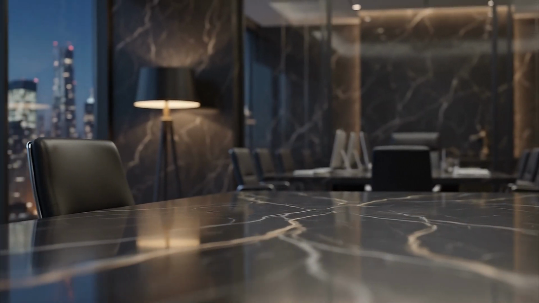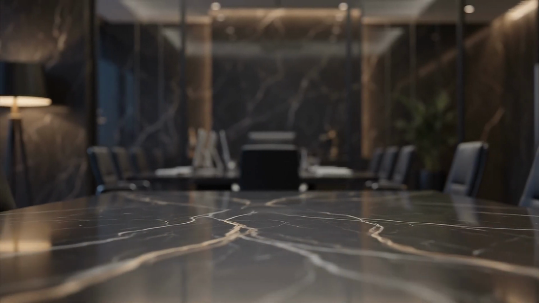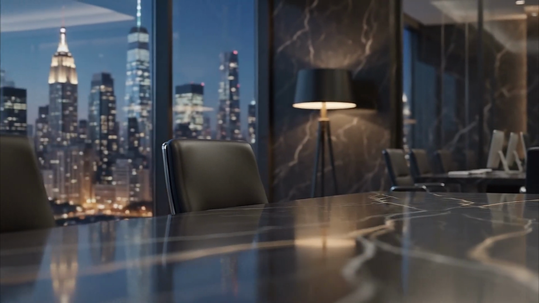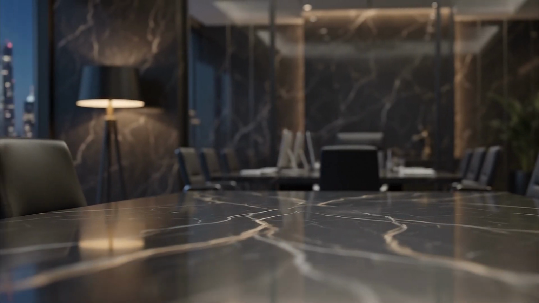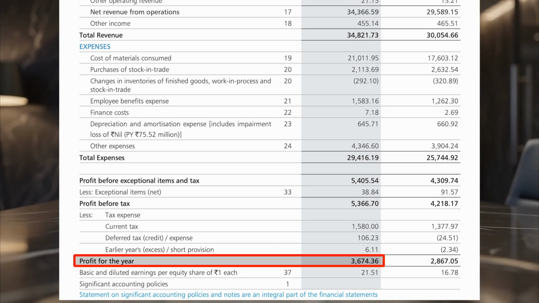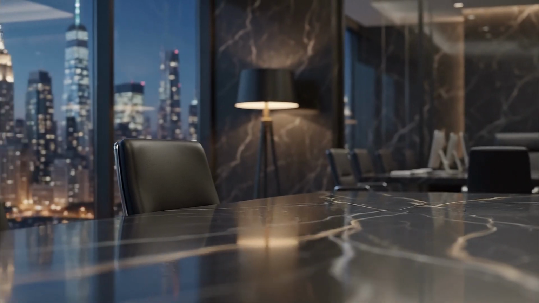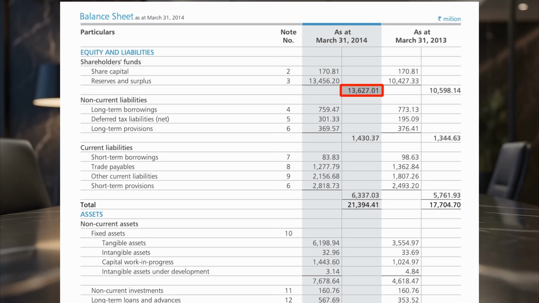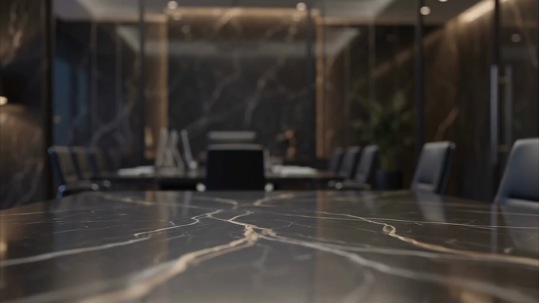When you audit a company like Amara Raja, you must verify which lever management is pulling. Are they creating returns through premium pricing and high margins, or through high volume and rapid capital turnover? Next, we look at the ROE. We find the related PAT from the P&L statement, sitting at 3,674.36 million rupees. Dividing by shareholders' equity, sitting at 13,627.01 million rupees, we arrive at a healthy ROE of roughly 27%.